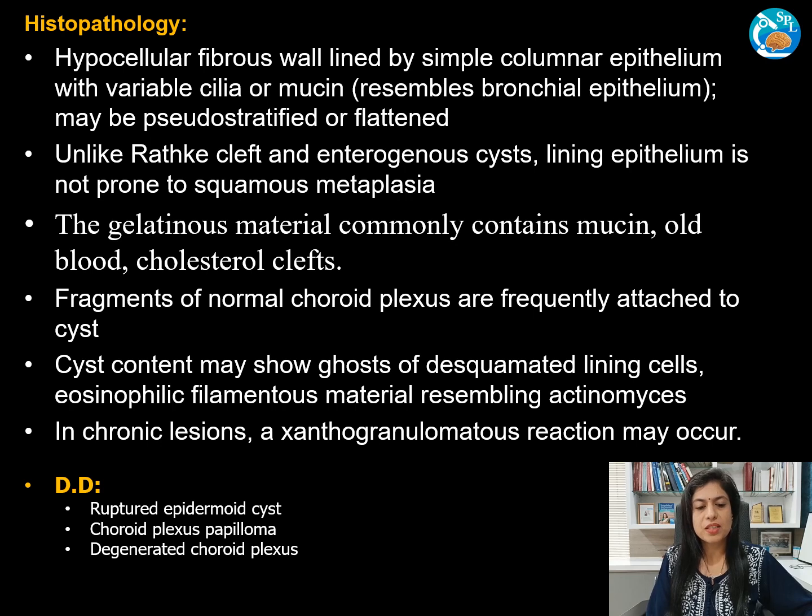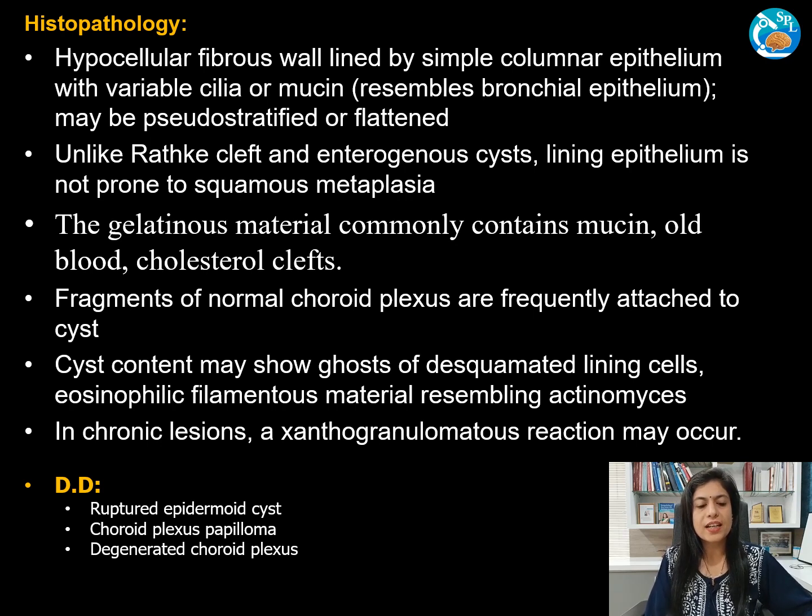The gelatinous material which is present in the lumen of the cyst commonly contains mucin, old blood, or even cholesterol clefts. Fragments of normal choroid plexus are frequently found attached to the cyst, so this should not be mistaken for a choroid plexus papilloma. The cyst contents may show ghosts of desquamated lining cells, eosinophilic filamentous material resembling actinomyces. In chronic lesions, xanthogranulomatous reaction may be present.